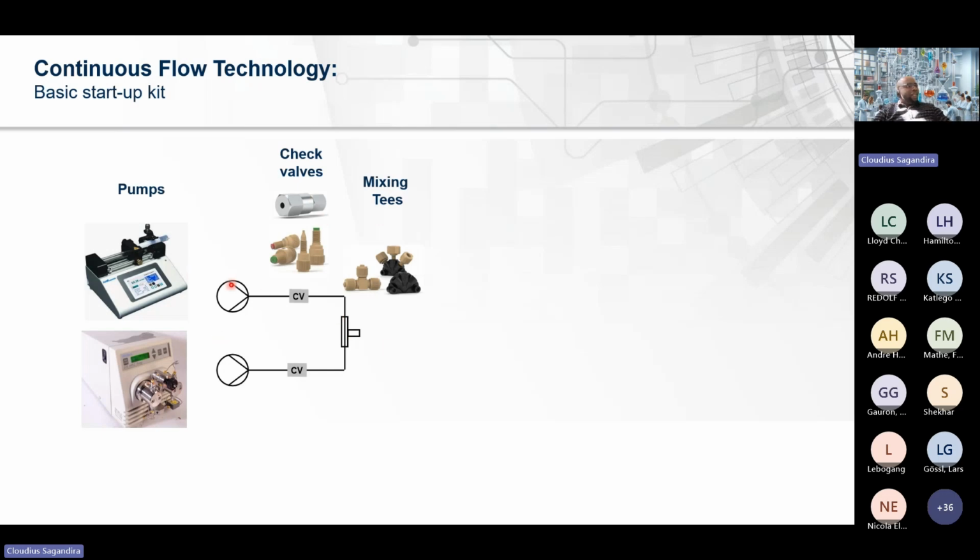Obviously, you need to join reactant A and reactant B. You need mixing T's. It's just a T where you join your reactant streams. You need to buy these. They're also cheap. Not that cheap, but they're cheap.